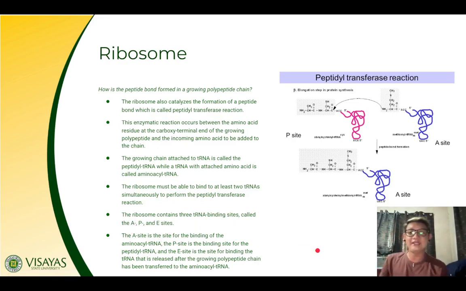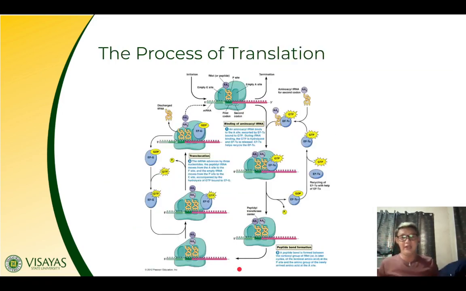Now it is the A site that is responsible for the binding of the aminoacyl-tRNA. The P site is the binding site for the peptidyl tRNA, and the E site is the site for binding the tRNA that is released after the growing polypeptide chain has been transferred to the aminoacyl-tRNA.